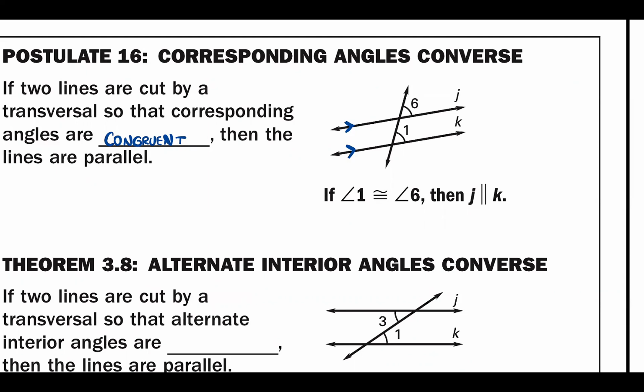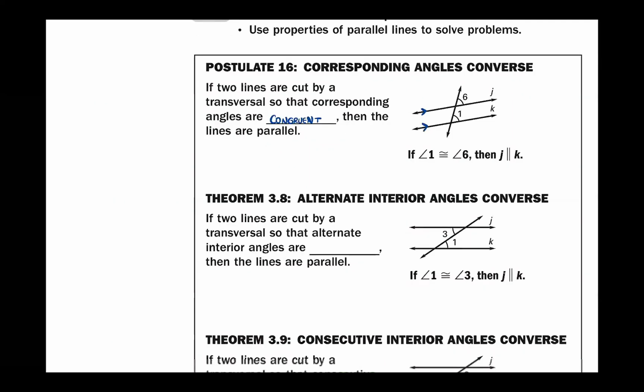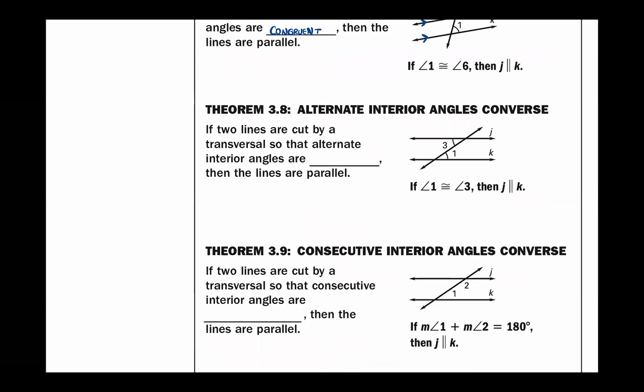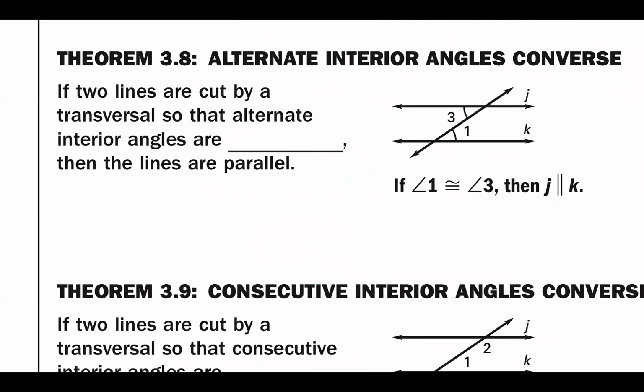So that's our corresponding. Same side of the transversal, both on top of the parallel. Alternate interior. Two lines cut by a transversal so that my alternate interior angles are, was this a congruent or supplementary relationship? As long as they're congruent, my lines are parallel.